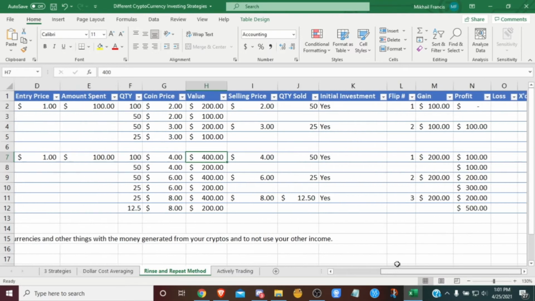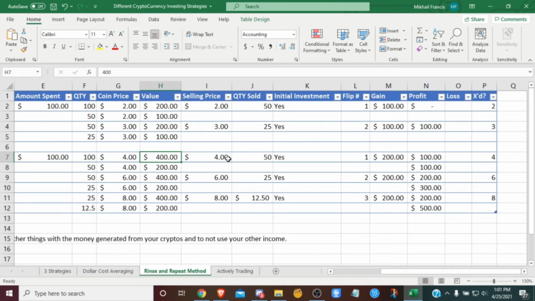From here, you can decide to sell half your stash. So you sell half your stash at $4, a quantity of 50, half of 100. You got back your initial investment. That's your first flip, and you gained $200, but only profited $100, because that first $100 was to break even, to get back your initial investment, and that next $100 is profit, and you 4x'd that coin.